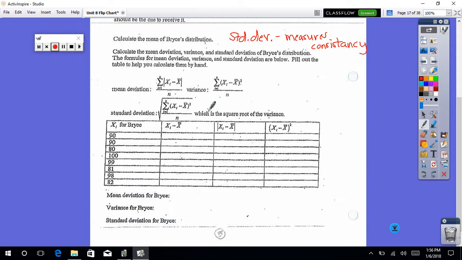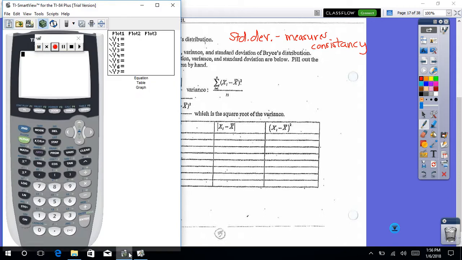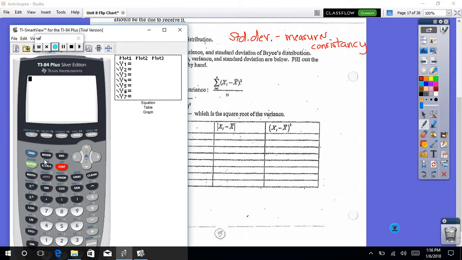If you look, there is a bunch of columns, and a bunch of crazy looking stuff going on up here. The good thing is that because of this handy dandy little calculator and these fancy little buttons that we have, you can actually put this in your calculator.